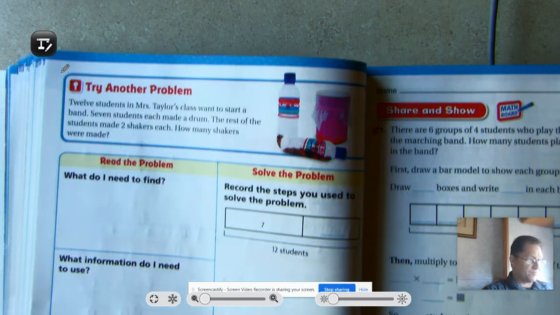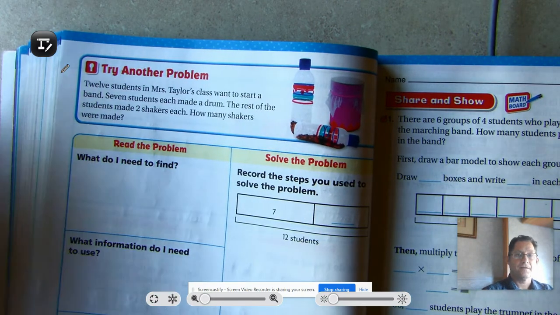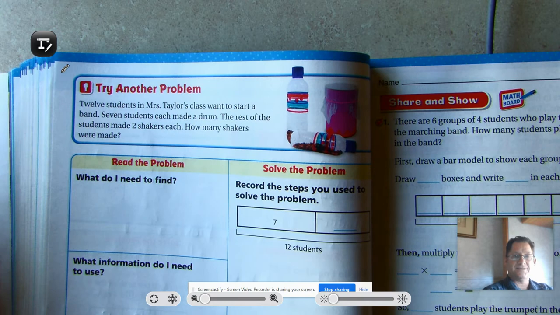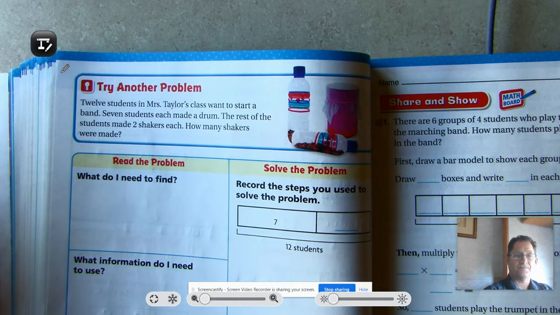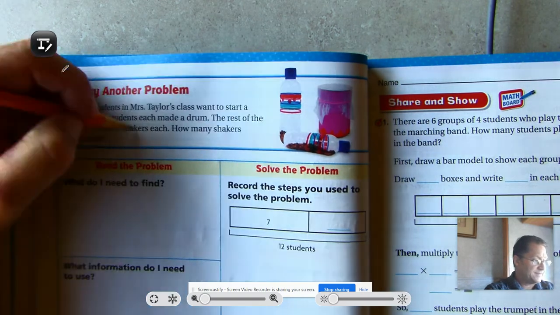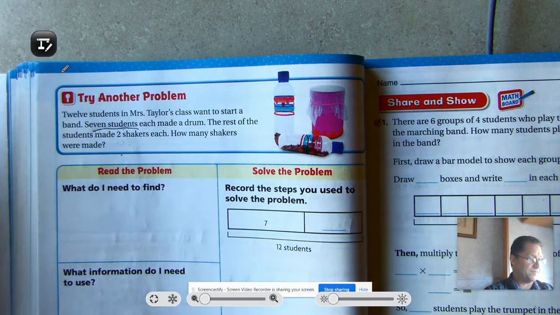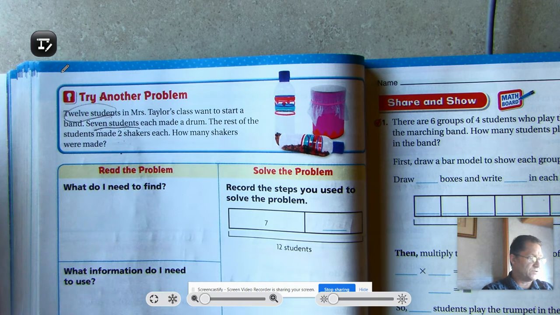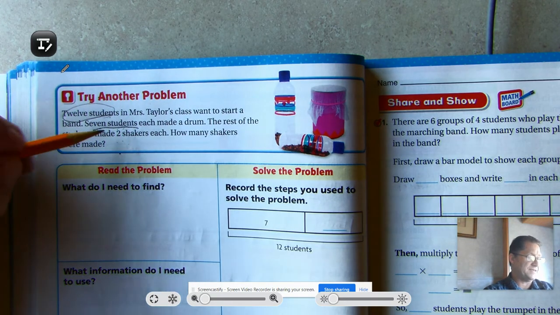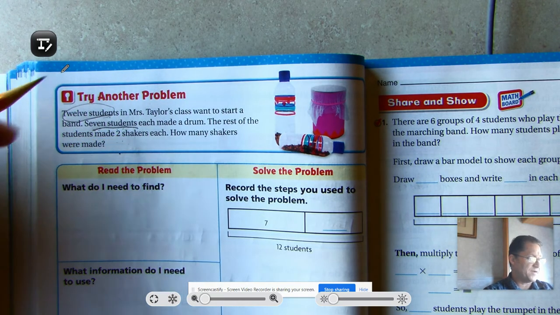Okay, so let's try another problem. There are 12 students in Mrs. Taylor's class who want to start a band. 7 students each made a drum. There were 12 students overall. The rest of the students made 2 shakers each. How many shakers were made? What do I need to find?